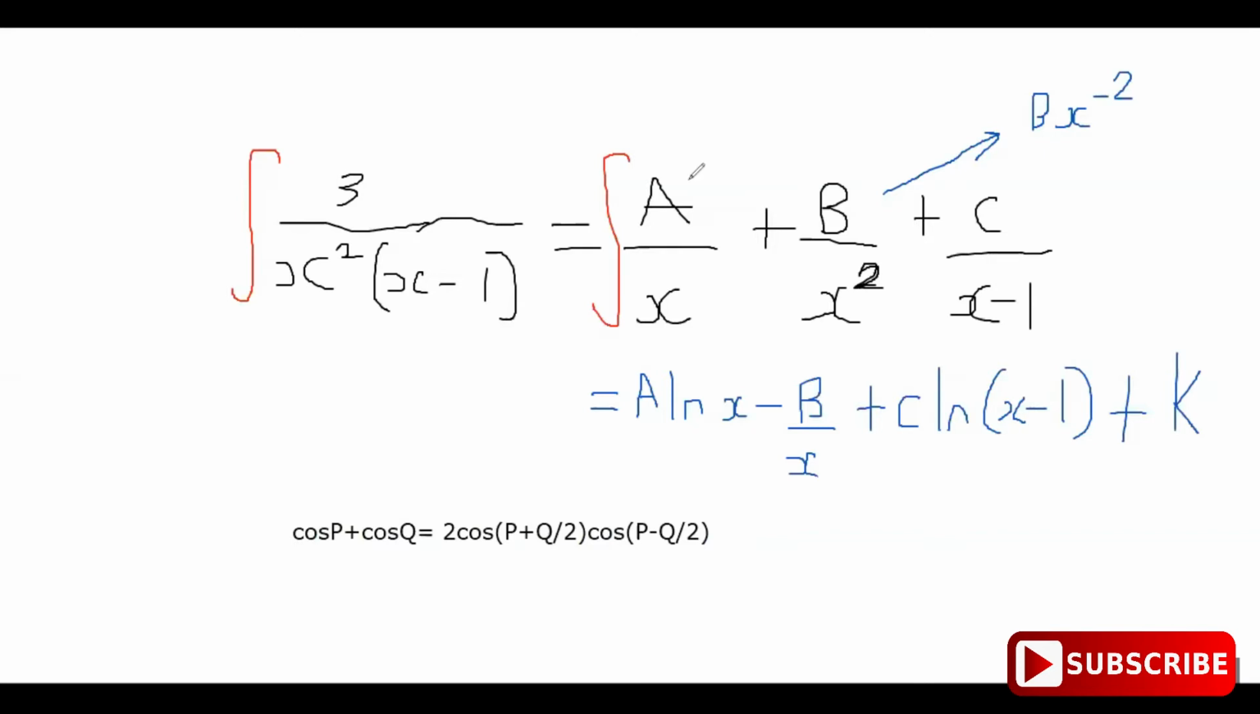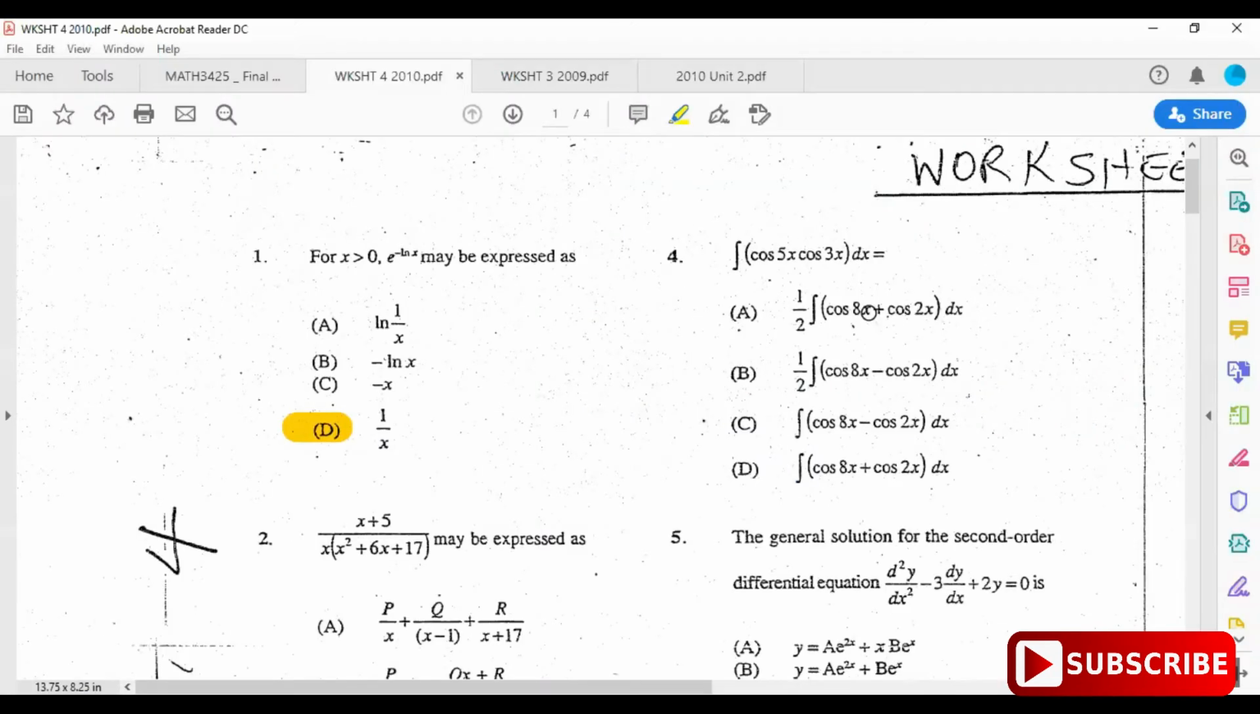So cos P plus cos Q is twice the cos of half the sum times the cosine of half the difference. And in this question, look at the options: they all give you 8x and 2x. So clearly they're telling you P is 8x and Q is 2x.